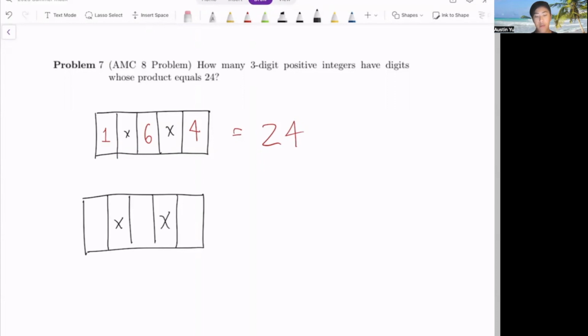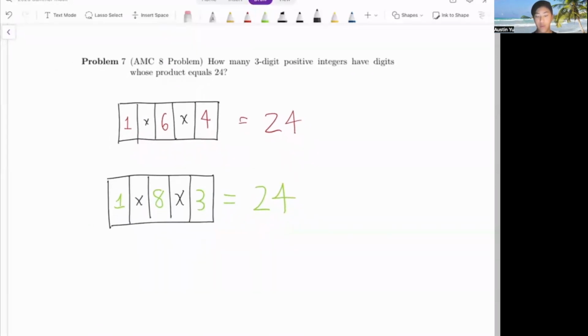Let's see, 3 boxes for 3 numbers again. This time, let's do 1 again. And this time, we see that 1 times 8 equals 8. But then 8 times 3 is also 24. So there you go. That's another possible outcome.